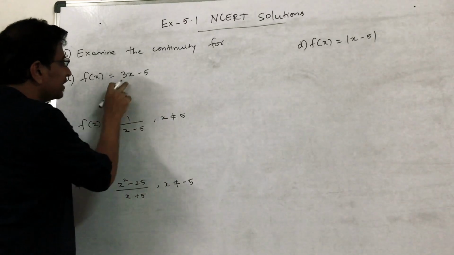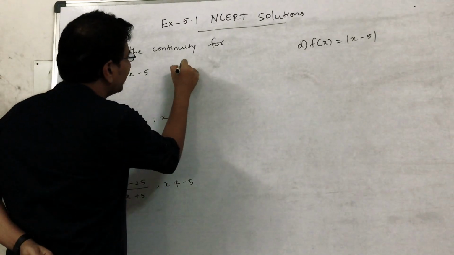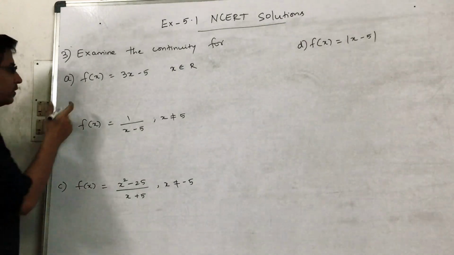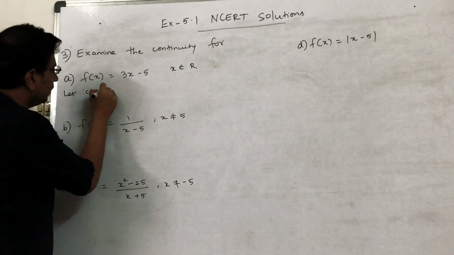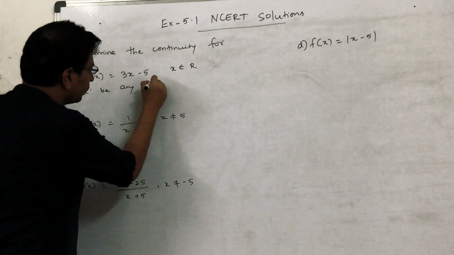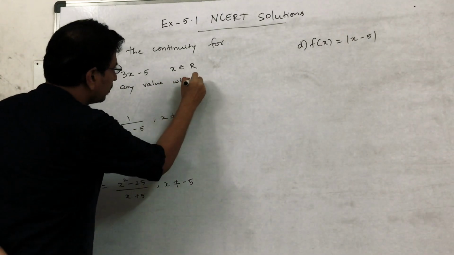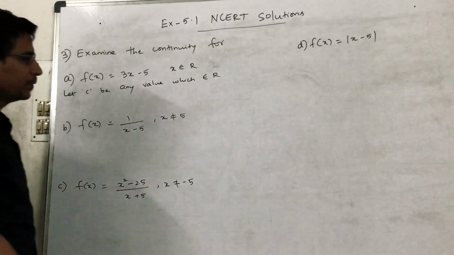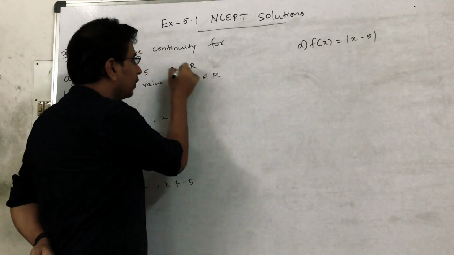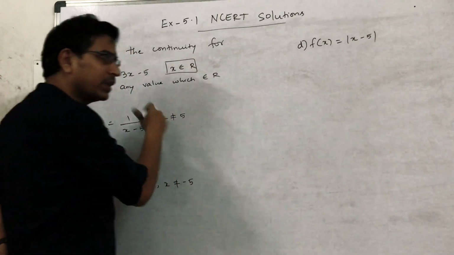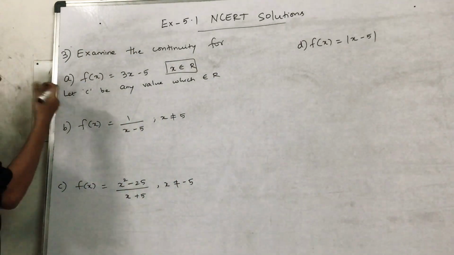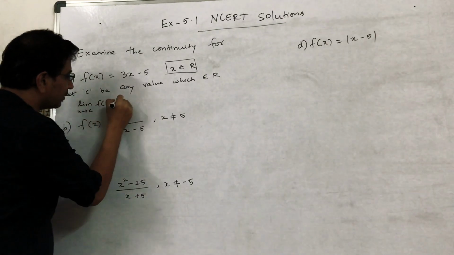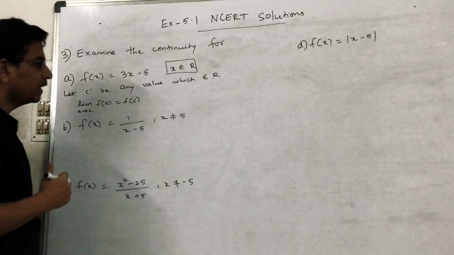For example, f of x is equal to 3x minus 5, so x belongs to the real numbers. Now for these kinds of problems, how we are supposed to approach is: let c be any value which belongs to the real number system. I am writing real number system because the domain of this function is the real numbers. It can be any real number. So for any real number, if the limit as x tends to c of f of x is equal to f of c, then the function is said to be continuous.